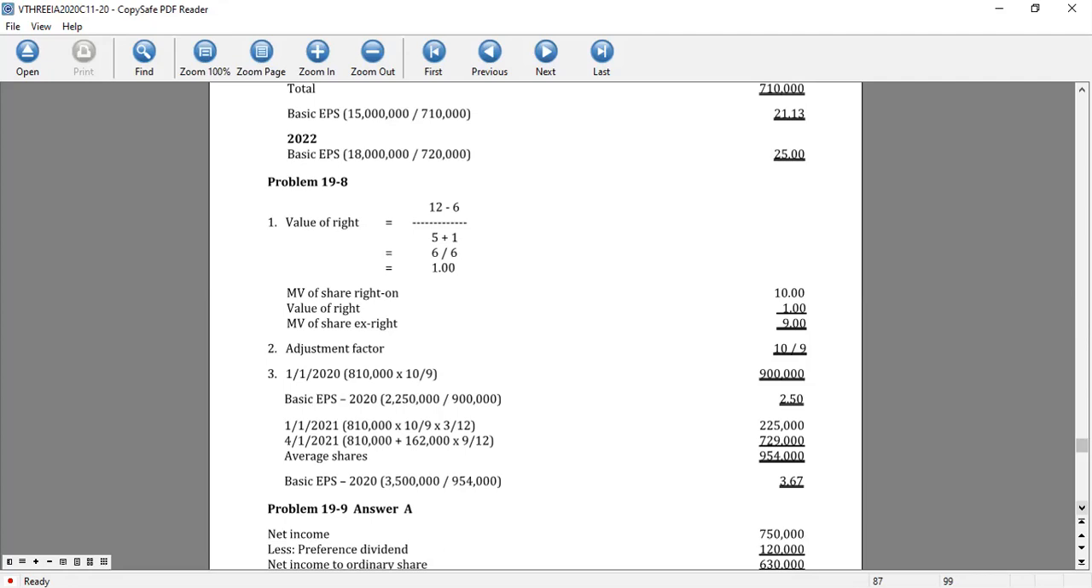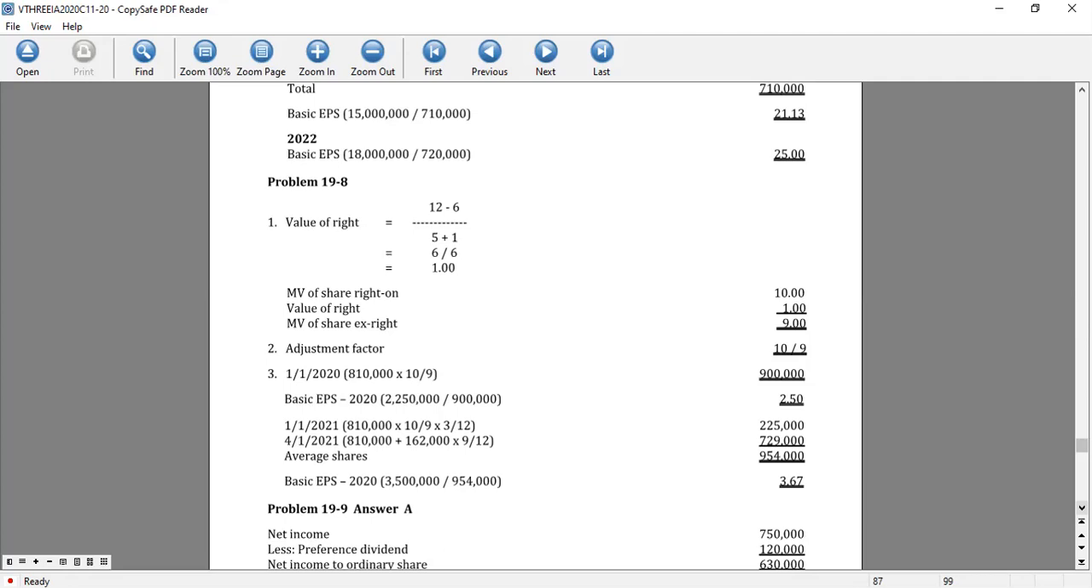So the market value of share ex-right is 9, as we are now given, as required in number 1. So the adjustment factor is 10 divided by 9. We have the adjustment factor.